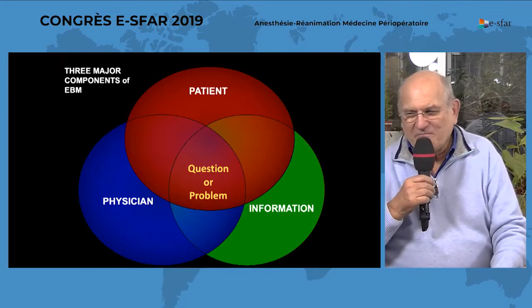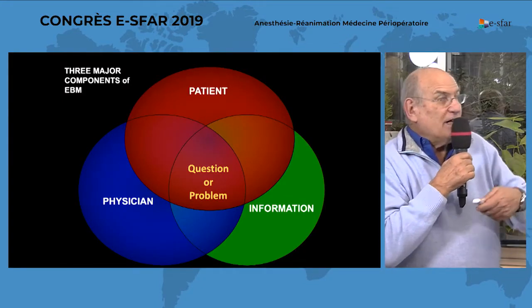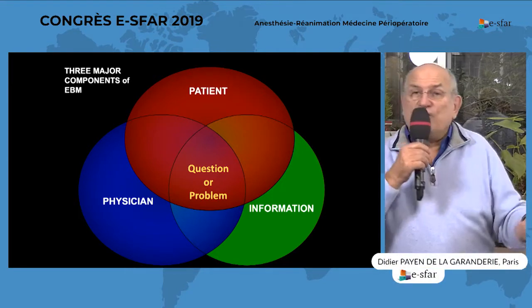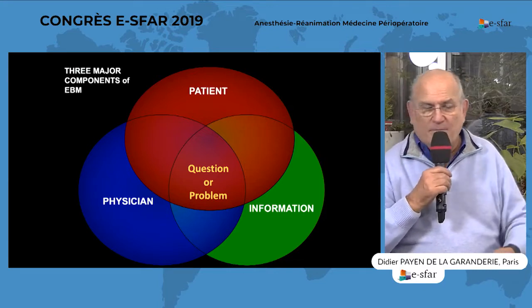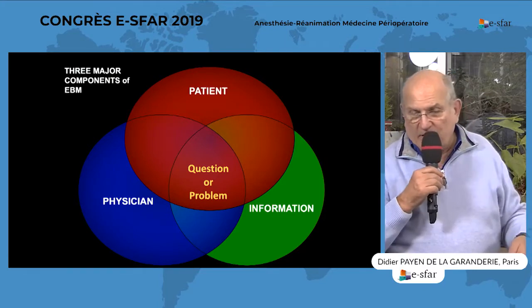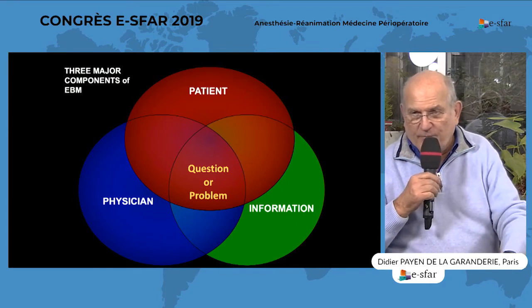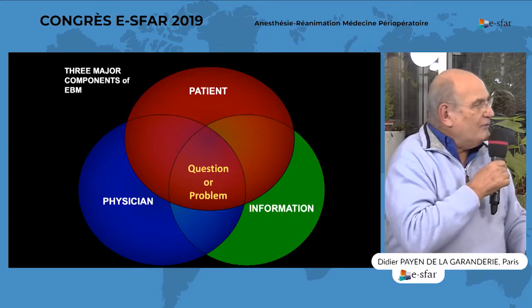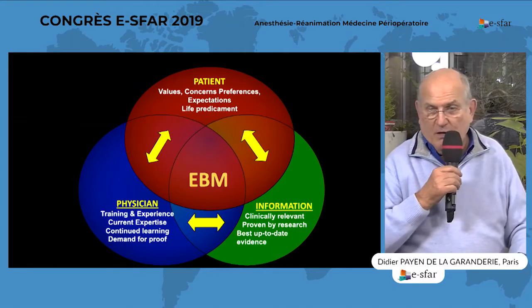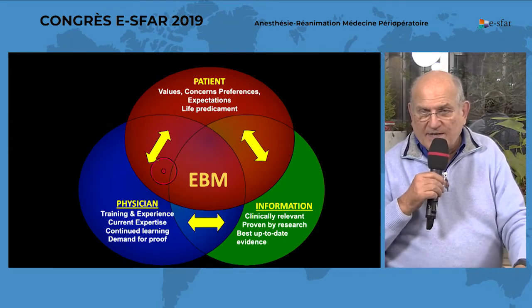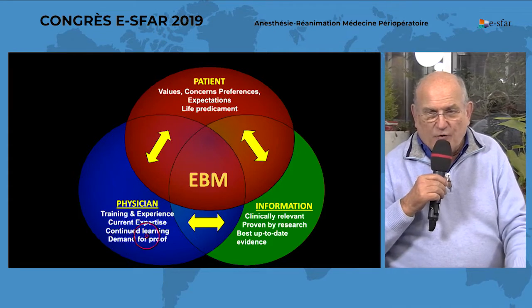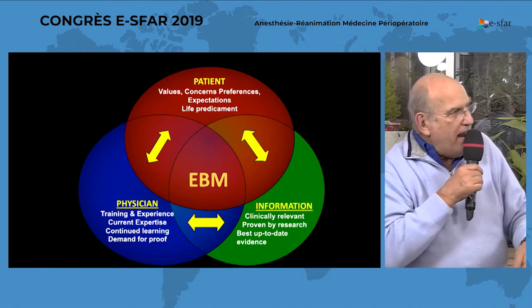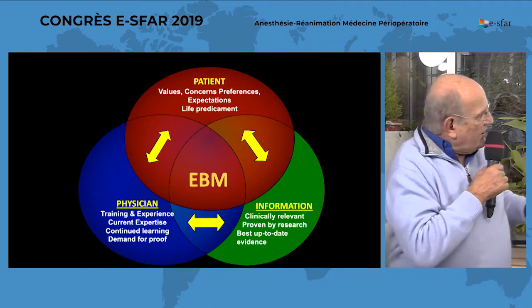Okay. So if we are looking for something you want to know to make a decision for your institution, your team, or whatever, you discuss the results, so you are in evidence-based medicine. Evidence-based medicine is a real issue. You have the patient, you have the physician, and you have the information. And you have to put the three in a good shape together, which means that the physician has to be very well trained, experienced, with current expertise. He has to read all the time. He has to demand the next proof, exactly what we try to do here.